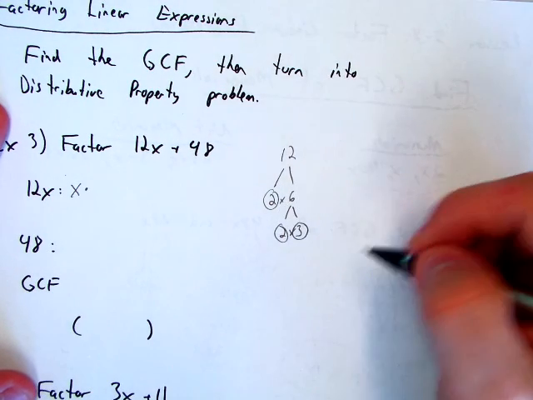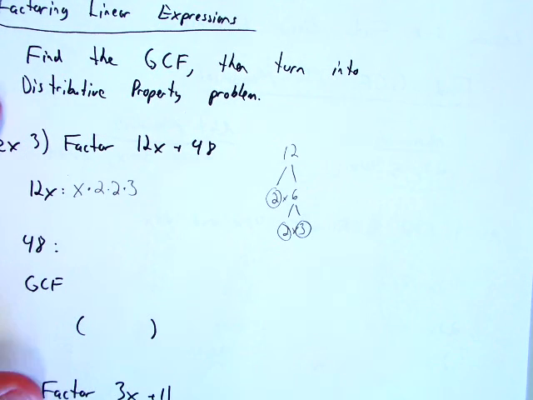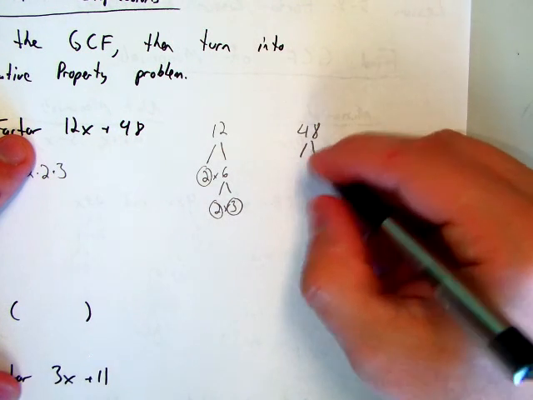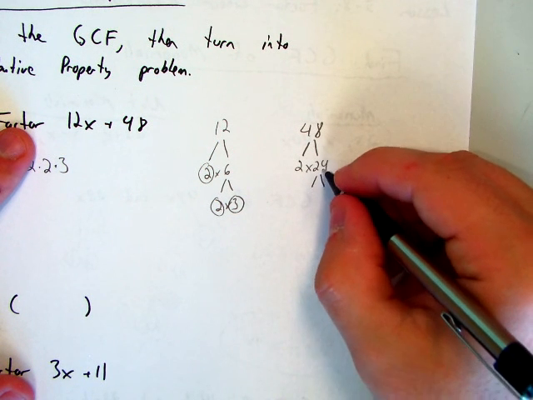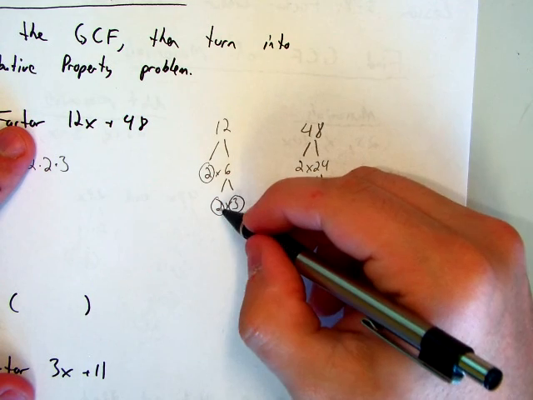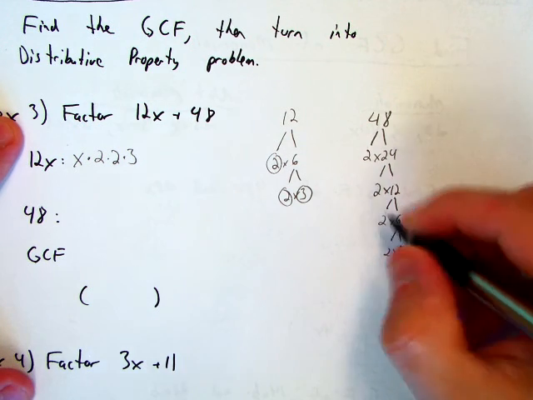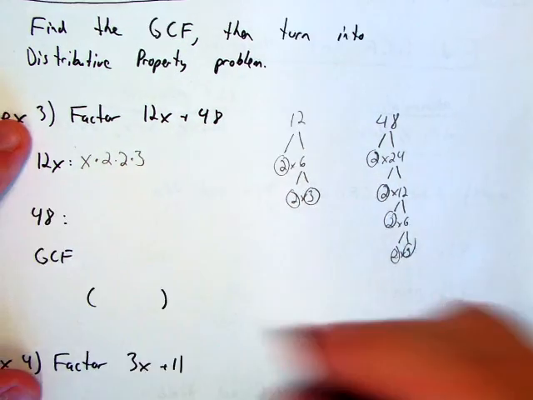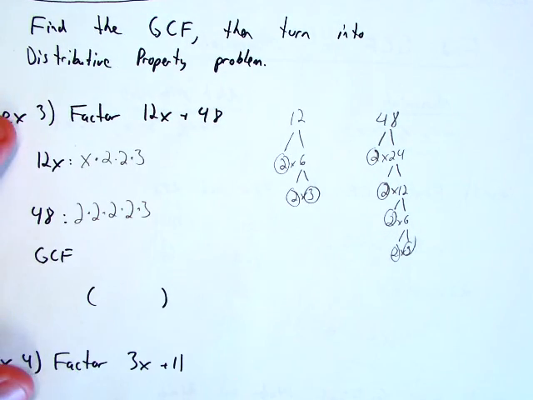So my prime factorization is at the end of each one of these branches. So 2 times 2 times 3. 48 doesn't have a variable attached to it, so we're going to do 2 times 24. Continue the process. 24 would be 2 times 12. 12, we know, is 2 times 2 times 3. So at the end of each one of these branches is a prime number. There are 1, 2, 3, 4 2's and 1 3. So 2 times 2 times 2 times 2 times 3.